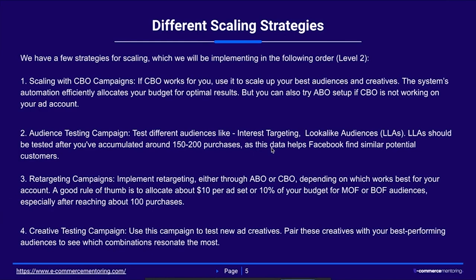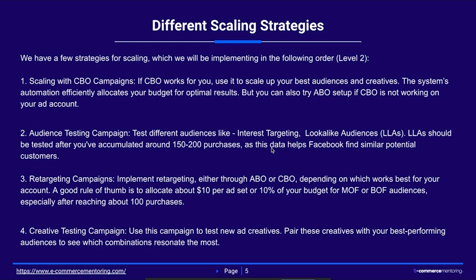In this, we will implement retargeting either through ABO or CBO, depending on which works best for our account. A good rule of thumb is to allocate about $10 per ad set or 10% of your budget for middle of the funnel or bottom of the funnel audience, especially after reaching about 100 purchases.